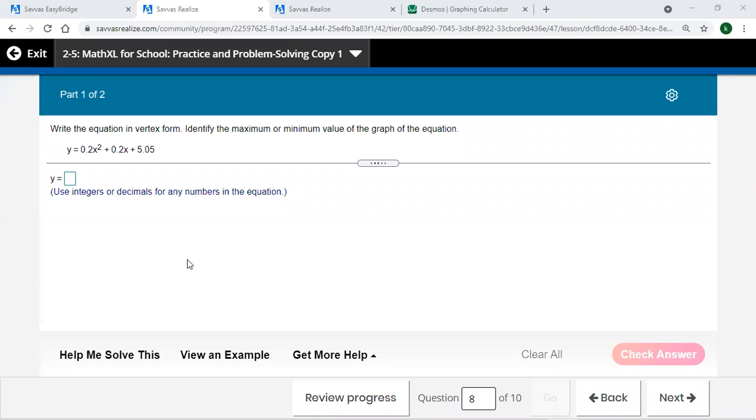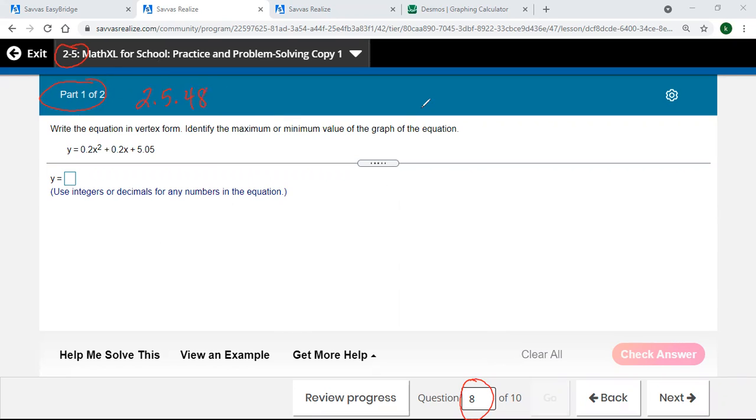All right, first thing I noticed when I glanced at this problem is we do have two parts to it. We are in lesson 2.5 and we're kind of closing in on the end here. So that's good.